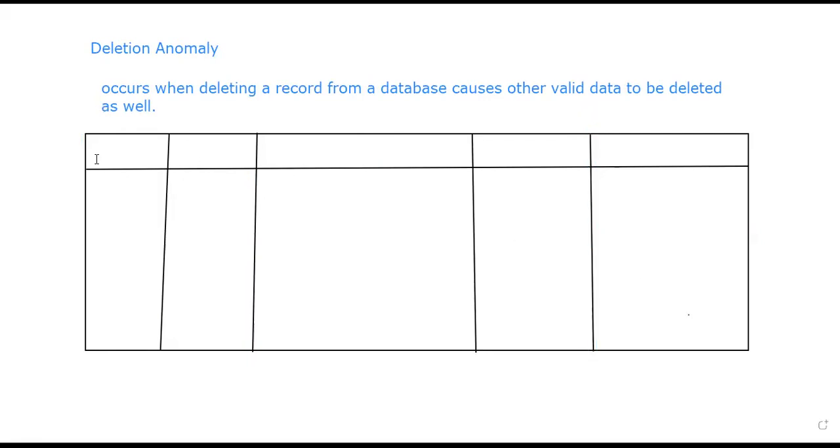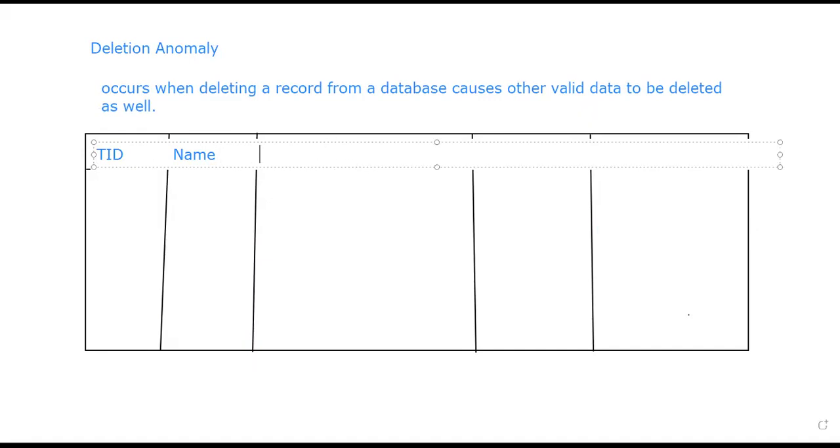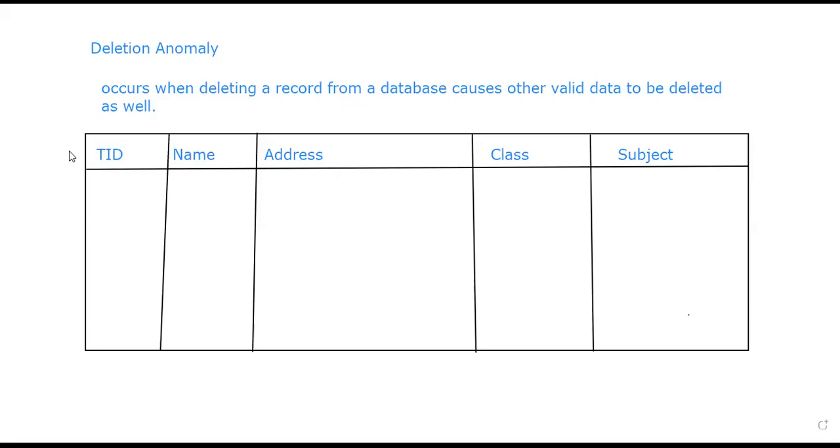So here we have the teacher's ID, then the name of the teacher, then the address of the teacher, then the class to which the teacher teaches, and the subject that the teacher teaches. Let us see how this works in this case.